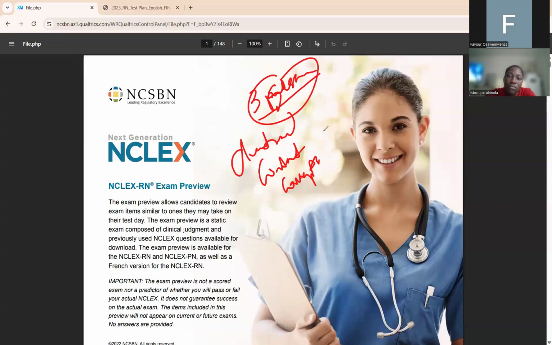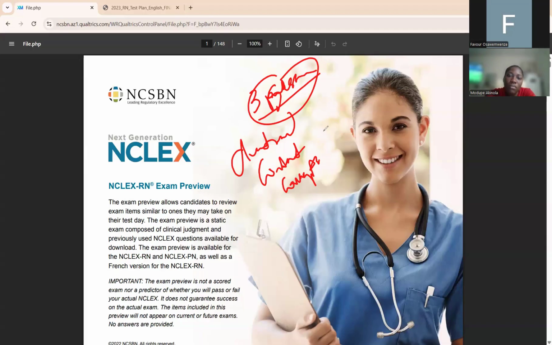When you failed the NCLEX exam, you got a test report of your exam. Did you? Yes. Okay. Now, if you check that test report, you will see where you had above the passing standard, below the passing standard, near the passing standard.